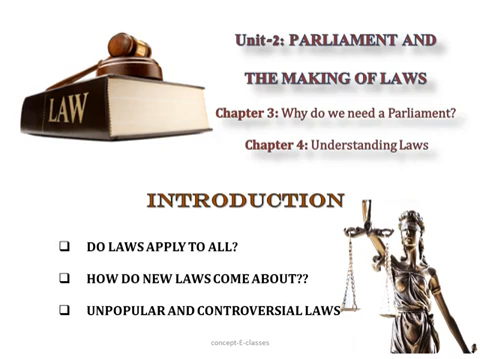So in Unit 2, Parliament and the Making of Laws, there are two chapters. Chapter 3, Why do we need a Parliament, which we have explained in the previous video, and Chapter 4, Understanding Laws. In Chapter 3, we saw how the Parliament is in charge of making the laws. And after making the laws, the question that will come to our mind is, do these laws apply to all? So in this chapter, first we'll see about that, and then how new laws come into being, and how laws become unpopular and controversial, and how the citizens react to such laws.